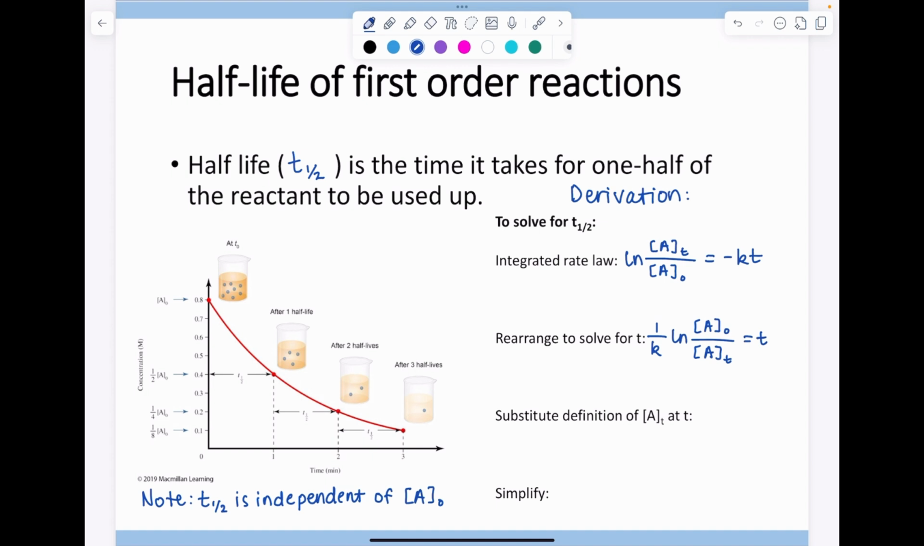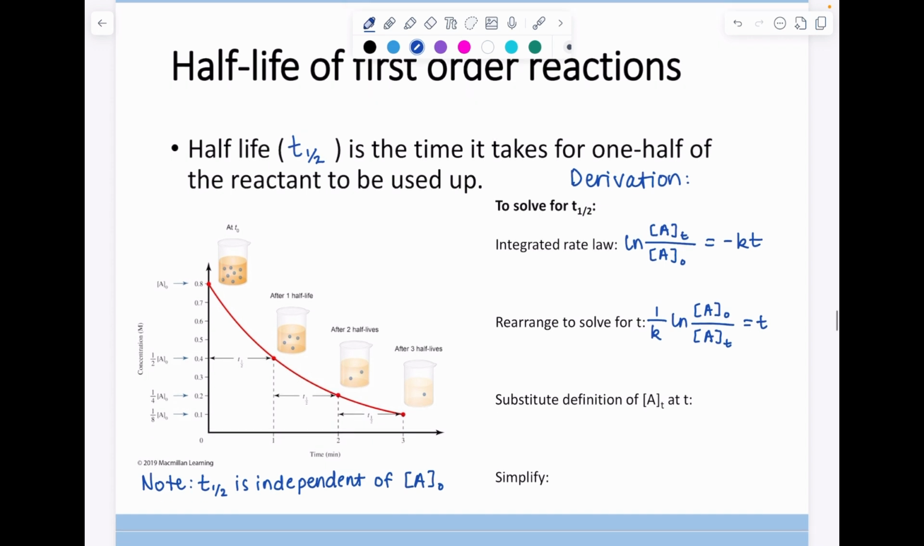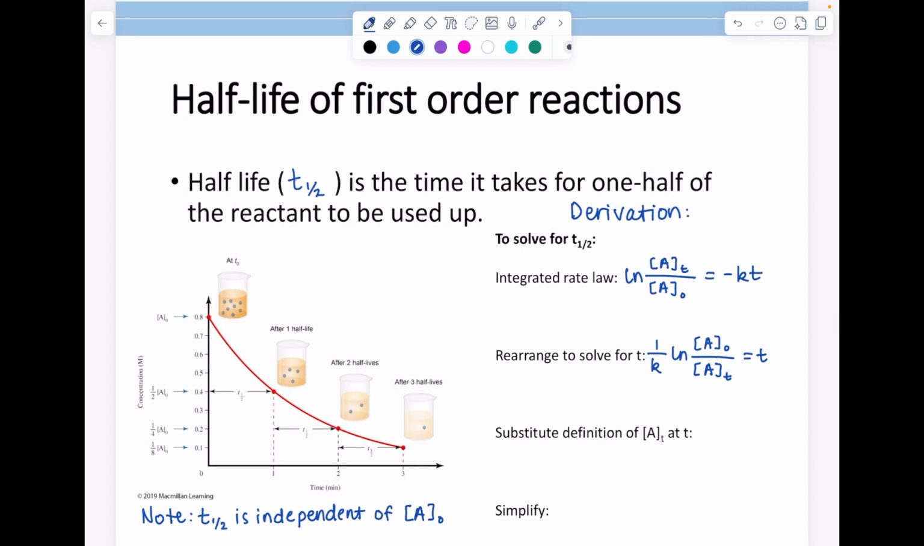If you multiply the natural log of a fraction by a negative number, that's equal to the natural log of the inverse. So I've inverted the fraction that we take the natural log of because we multiplied by negative K, or divided by negative K.